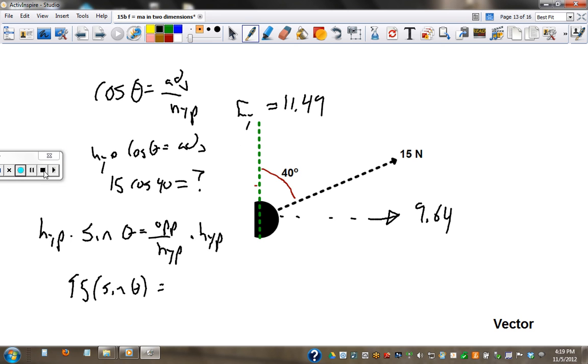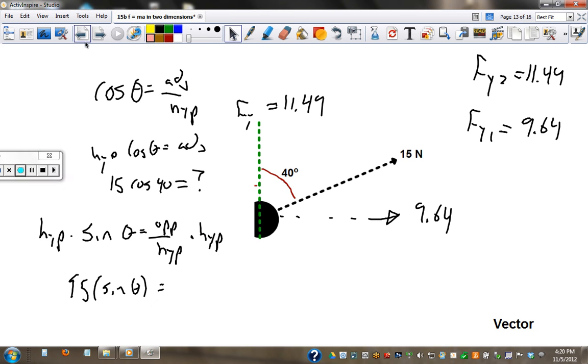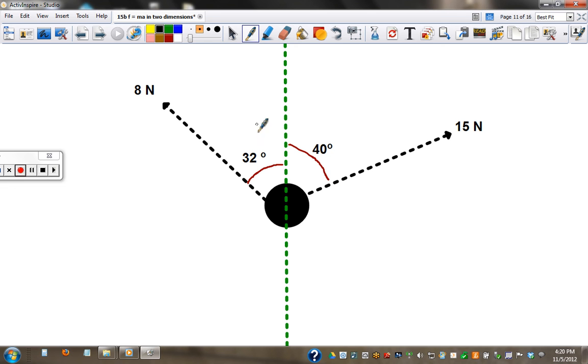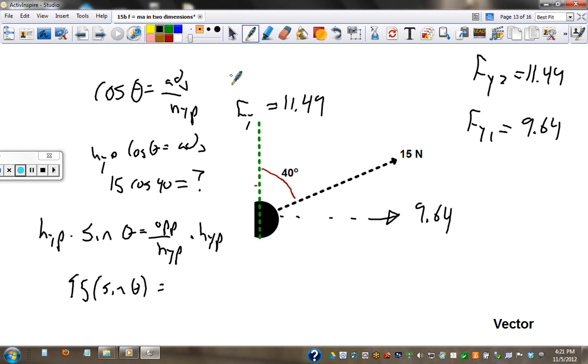Alright, let me hold on a second. So we've got Fy2 equals 11.49. Fx2 equals 9.64. Now here's where we can make a mistake. Let's remember, in the original picture, both of them are going up a little bit. So the two F in the y direction ones are going to be positive. But in the x direction, they're opposites. So we have to call one negative. So let's go back to our page. Let's add up these vectors and close this puppy out.